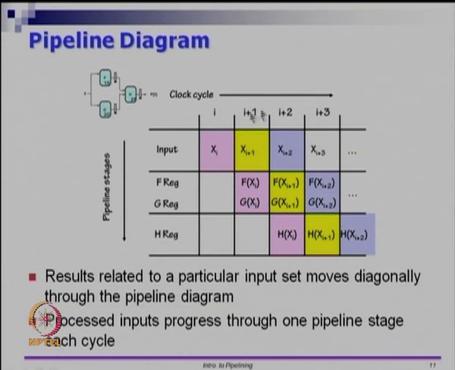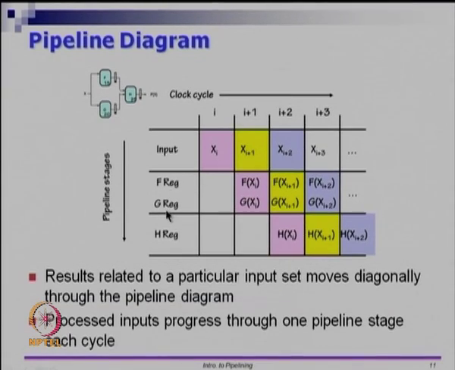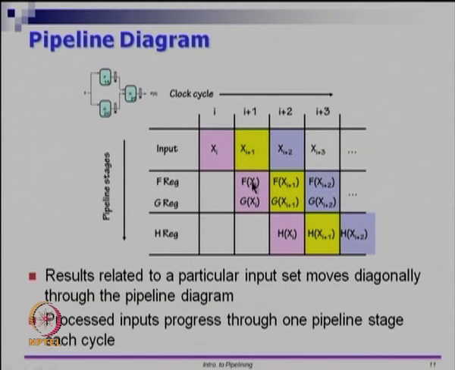What you have in the x axis is time units or the inputs. So this is input I plus 1, input I plus 2 and input I plus 3 and so on. So xi is the input given at time period I. The f register and g register can only get f of xi and g of xi at time I plus 1, and this will be placed as input to the combinational logic H. So H will take f of xi and g of xi at the end of time period I plus 1 and produce H of xi.